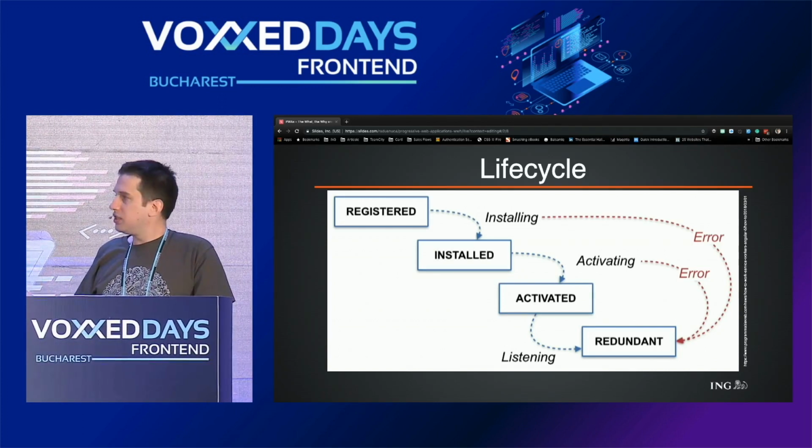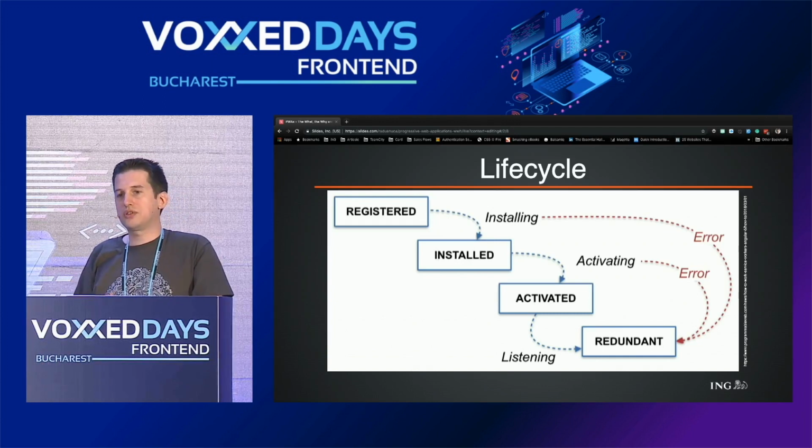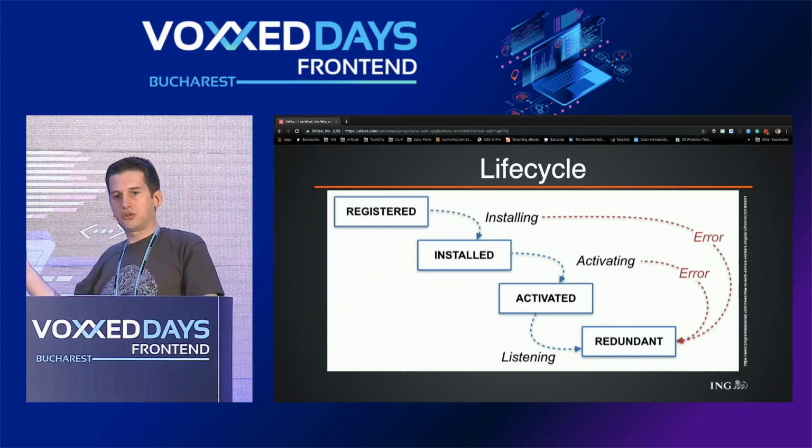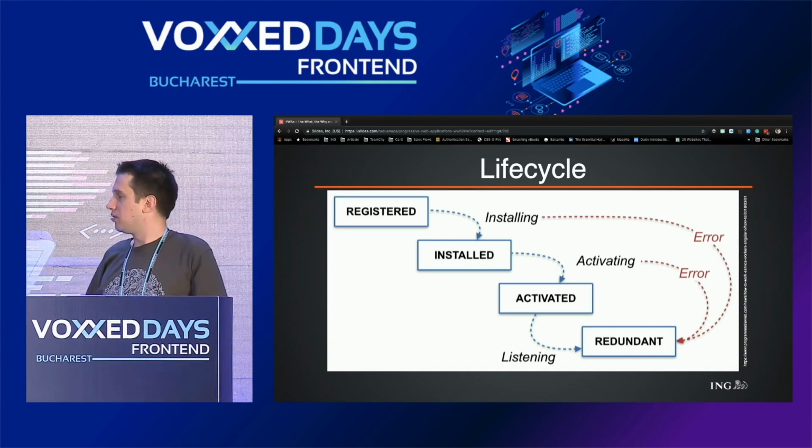So first, in the activating phase, you can clean up after the previous service worker. So let's say the first version of the service worker created cache version 1. You come with cache version 2. You delete the old stuff and create a new one. Again, if this fails, it's redundant. So it is active and listening after it passed the activated phase.